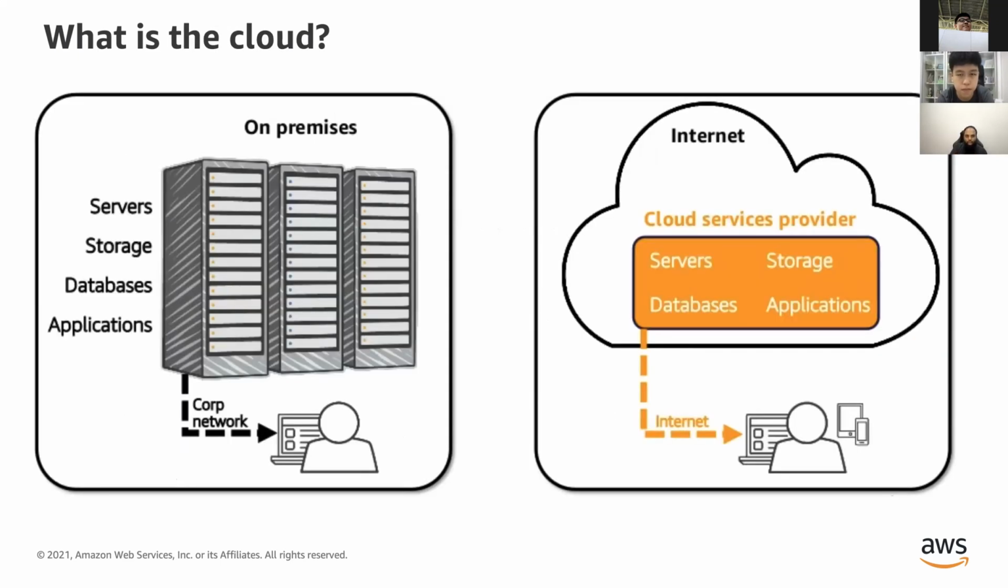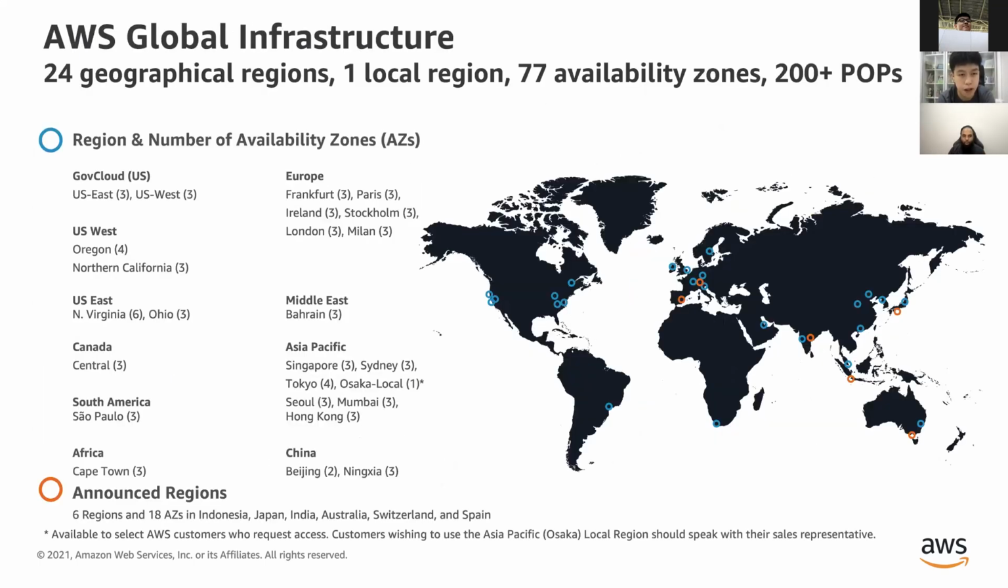So with the cloud, what happens is that you take the on-premises concept and now you're making it available for everyone from any point on earth. As long as you have an internet connection, you're able to connect to a cloud service provider, and then you're able to spin up servers, databases, storage, and applications, right? All from within your own browser. And this is all enabled by a whole global infrastructure that's been put in place by AWS over the years, right?